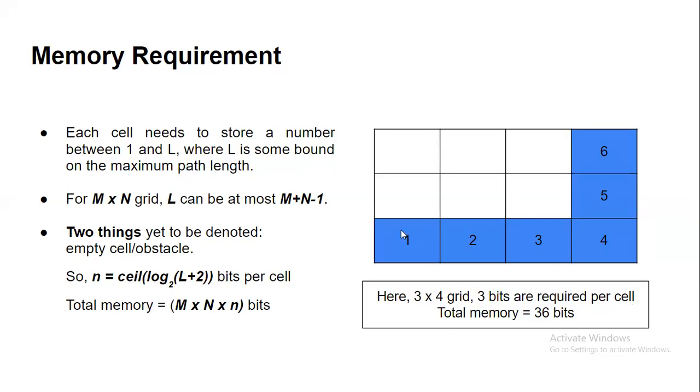So 3 bits are required per cell. And if a single cell requires 3 bits, in a 3 by 4 grid, how many cells do you have in total? So 3 into 4 means 12, and each requiring 3 bits. So 12 into 3, total 36 bits.